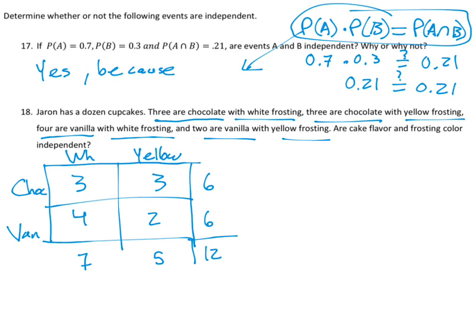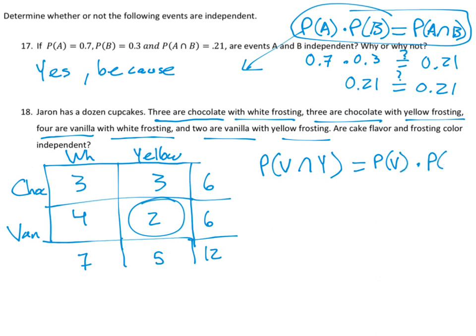So I highly recommend you turn this into a lovely little table so you can have it handy, and you can use these numbers to help you calculate things like, are the cake flavor and frosting color independent? And the way you can figure that out is you need to figure out something you want to test. Let's say we test this one here: is the probability of vanilla and yellow frosting equal to the probability of vanilla times the probability of yellow? Let's just test it out real quick.